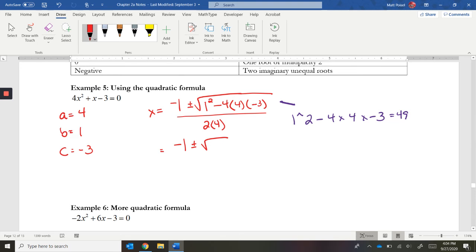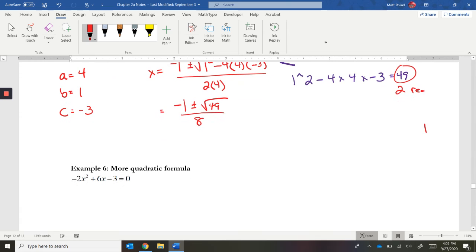Already we're seeing some good stuff that's going to happen. First, my discriminant is equal to 49. That means I'm going to have 2 real answers. We keep simplifying. Negative 1 plus or minus the square root of 49, which is pretty easy to break down. It is 7, divided by 8. Now we're going to take negative 1 plus 7 divided by 8, and then negative 1 minus 7 divided by 8.